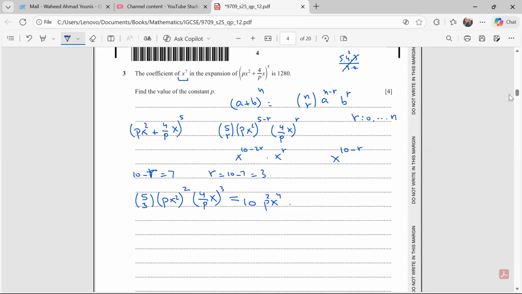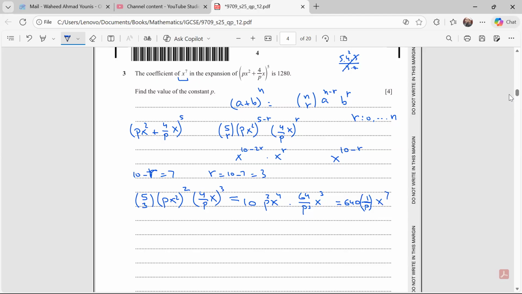Then I will have 4 power 3, which is 64, over p cubed and x power 3. And this will be further simplified into 64 times 10, which is 640, and the p squared and p cubed give times 1 over p. Okay, let me write it like this: 1 over p and x power 7.